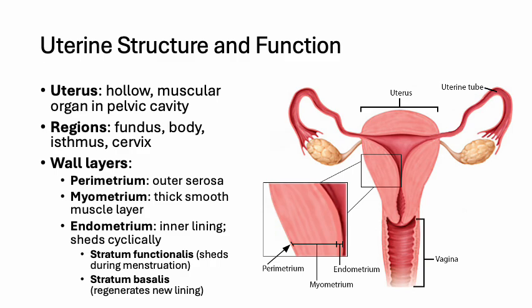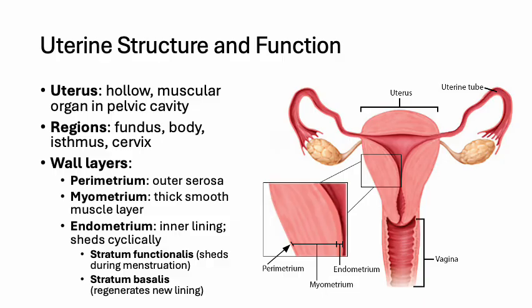The uterus is a central organ for the female reproductive system, designed to support implantation, pregnancy, and childbirth. It sits in between the bladder and the rectum and is divided into distinct regions: the fundus, which is at the top, the body, and then the narrowing isthmus, and the cervix, which projects into the vagina.